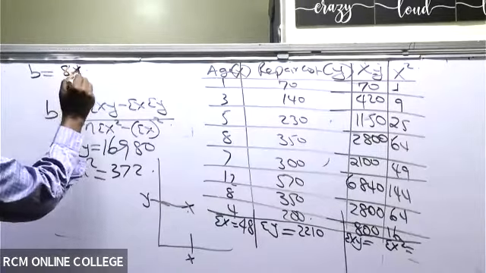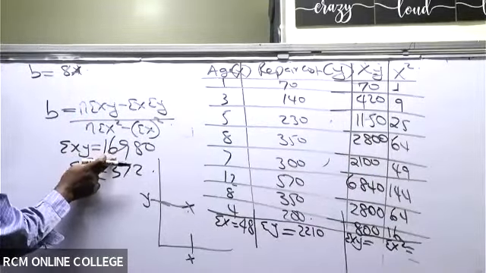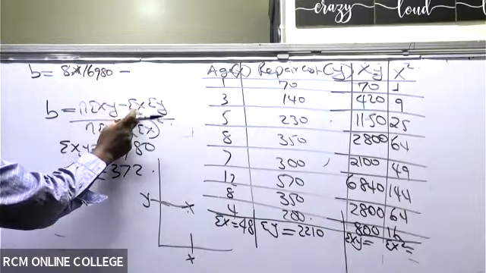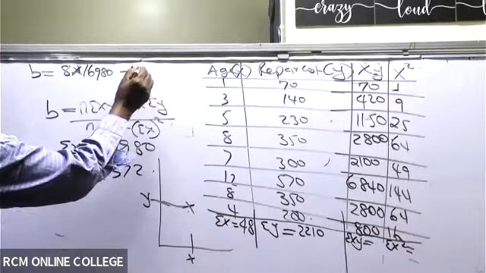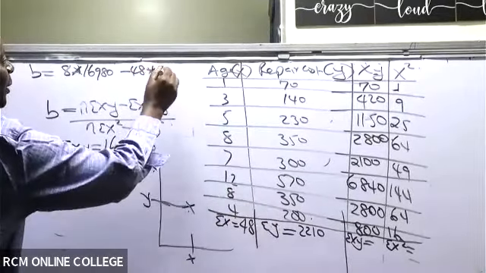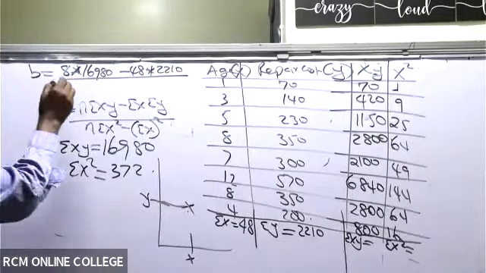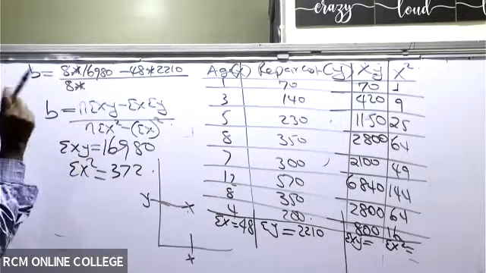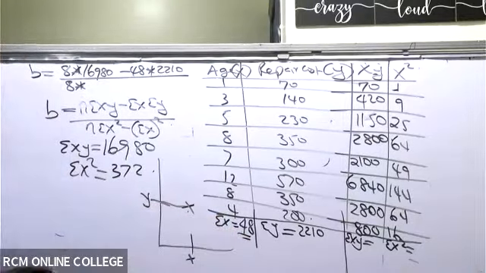I'm plugging in here. So 8 times sum of xy, we have it here. It is 16,980 minus sum of x, which is 48, times sum of y, which is 2210. All over n again, which is 8, times summation of x squared. Don't take this sum of x squared, no.